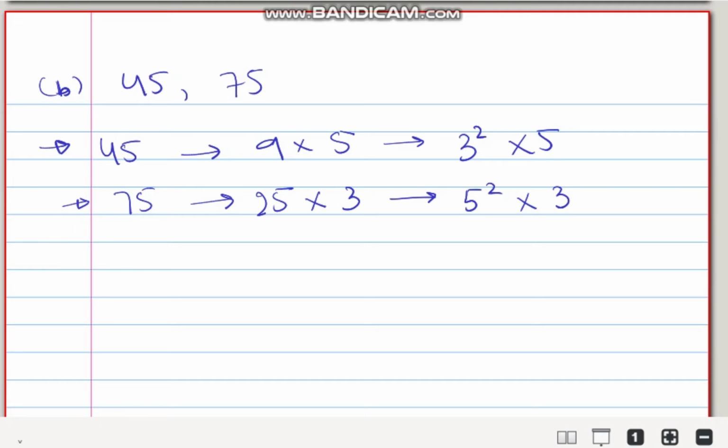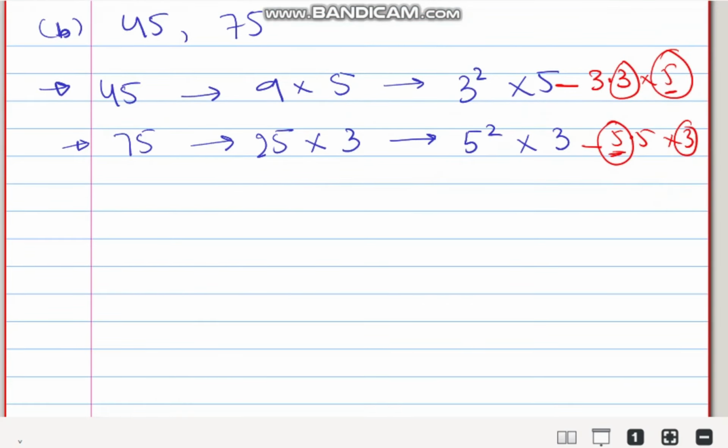Okay, so please note the thing. Let me check that again. We can also write it like this: 3 squared multiplied by 5. Similarly, we can write 5 squared multiplied by 3. 5 is present here and 5 is present here. Let me circle things again. 3 is present here and 3 is present here. So we can easily see that the greatest common factors, GCF, are 3 and 5.